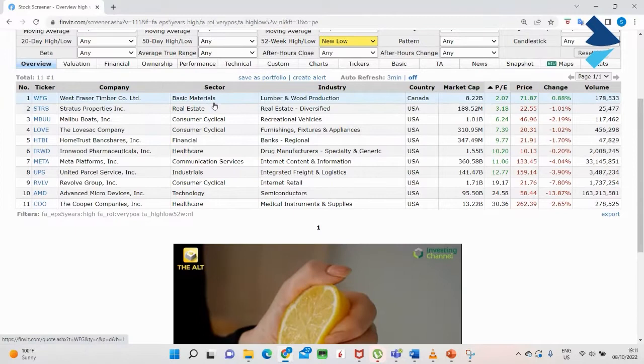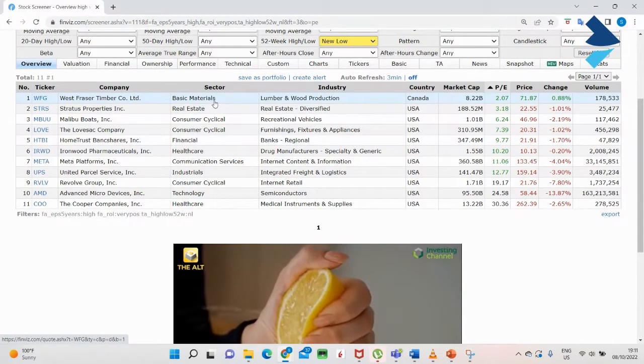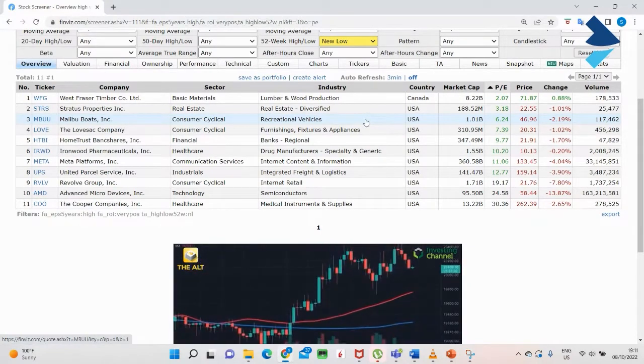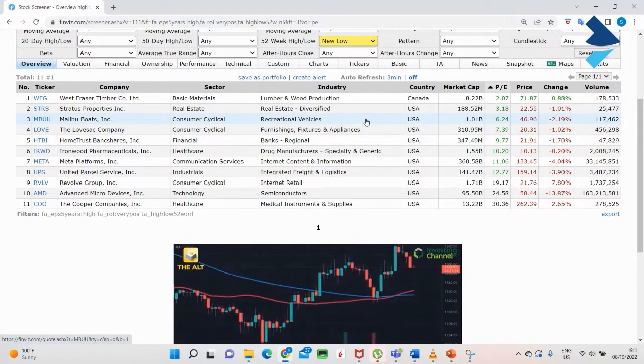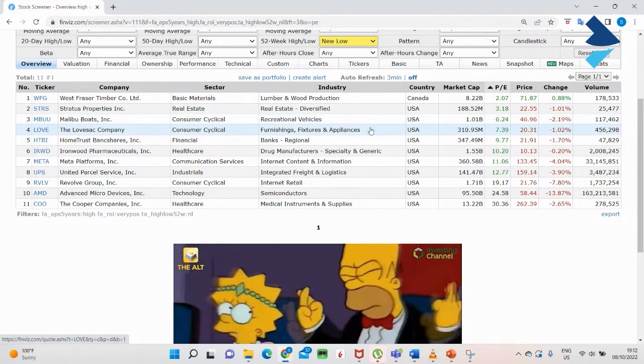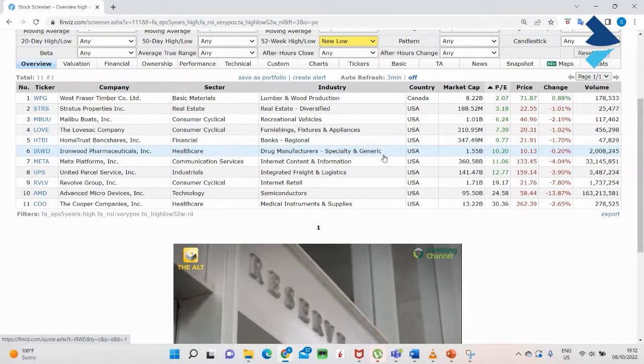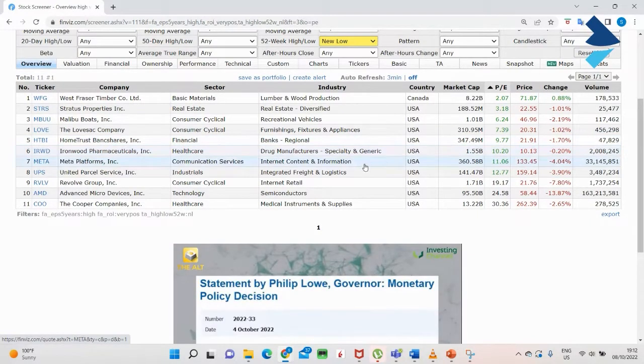This is a company, West Fraser Timber. This is a lumber and wood production. And there's Stratus Properties, real estate, recreational vehicles. Malibu Boats है, ये basically luxury vehicles produce करती हैं, जो luxury boats produce करती हैं. Lovesac company है, कोई fixtures and appliances है, कोई bank है, definitely not Sharia compliant. Ironwood Pharmaceuticals है, drug manufacturing है.